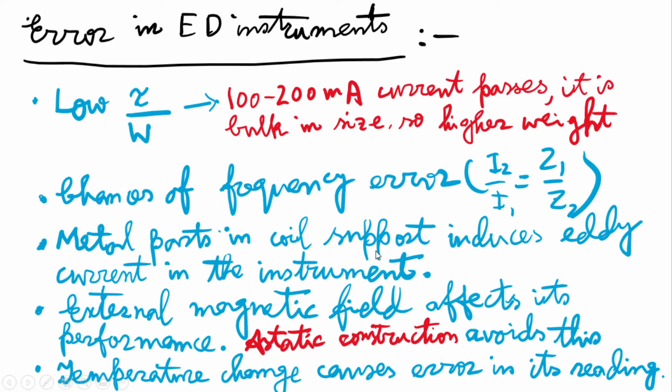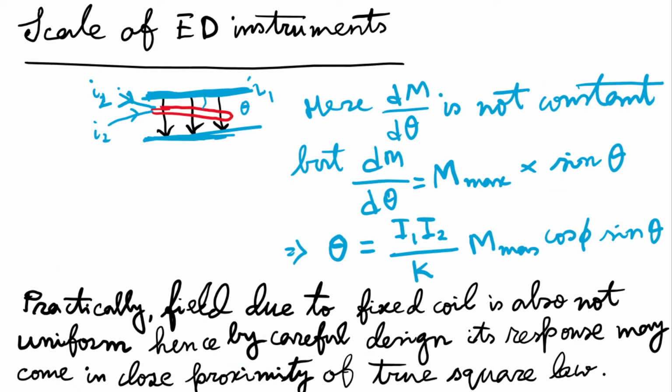Next, metal parts in the coil support induce eddy currents in the instrument. Next, an external magnetic field affects its performance. A separate arrangement is made which tries to eliminate the effect of the external magnetic field, and that is known as astatic construction. That is an expensive usage. Okay. Next, temperature change causes error in the reading of this type of instrument. That is also evident.